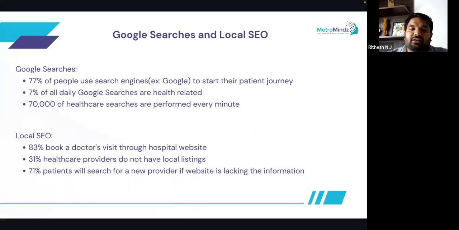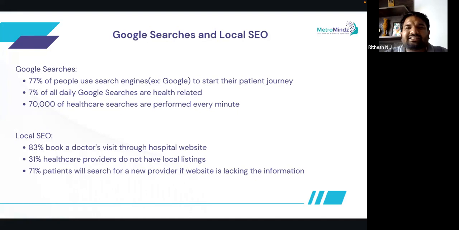And if I tell you the volume of searches happening on Google every minute, it is more than 70,000 across the world. Considering the population in India and the growing internet, there is definitely a lot of chance for us to get in there and reach more people very effectively in a very short time.